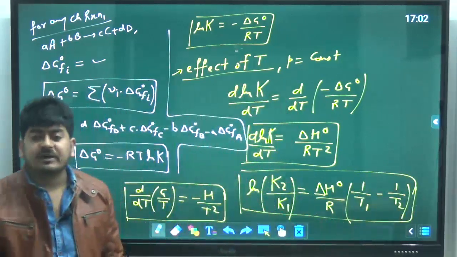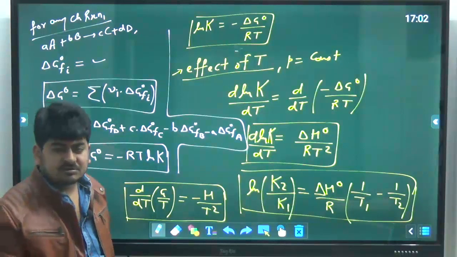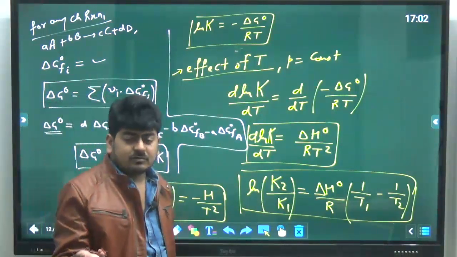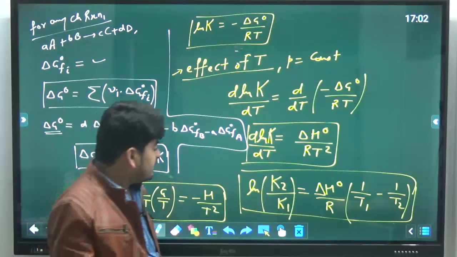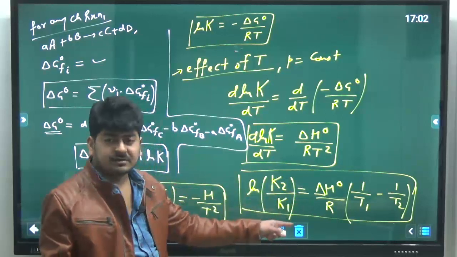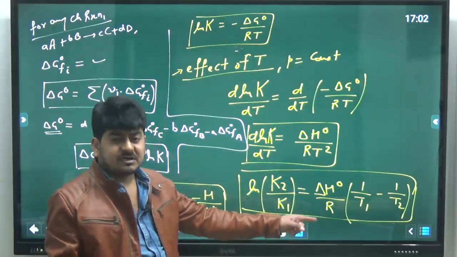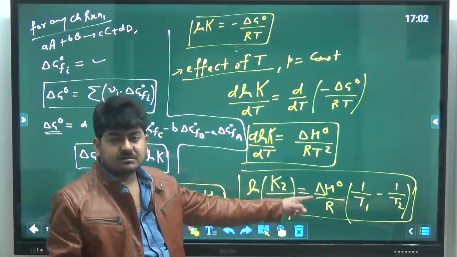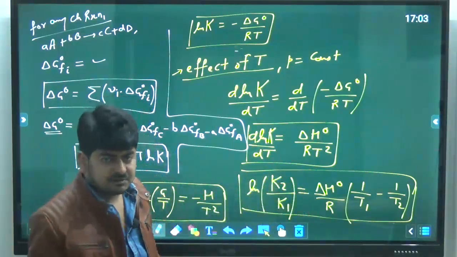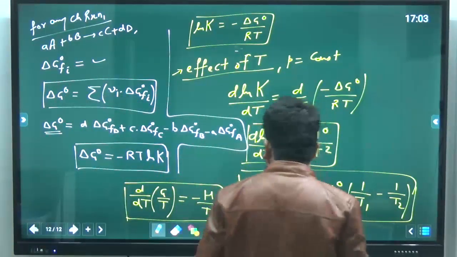So by using this expression, we calculate the effect of temperature on equilibrium constant, and we also can calculate the standard heat of reaction if we know these values. Okay, here the assumption is standard heat of reaction is independent of temperature. Okay.